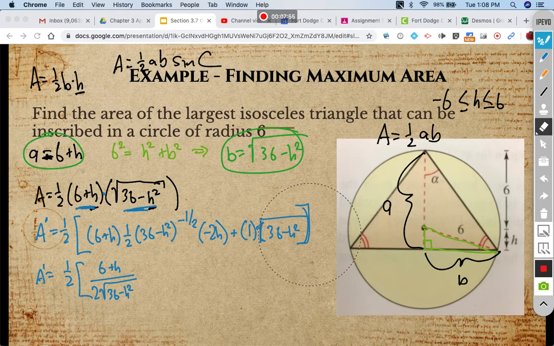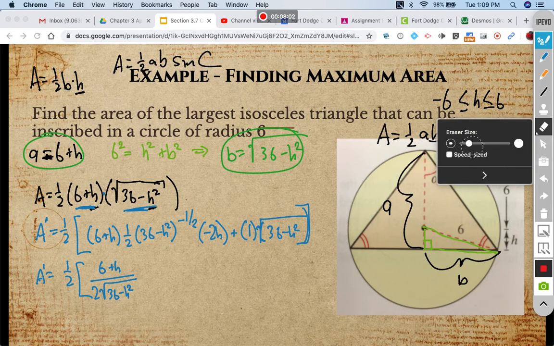Let's just... Oh, that's way too big. Yeah. Get this eraser we can work with.